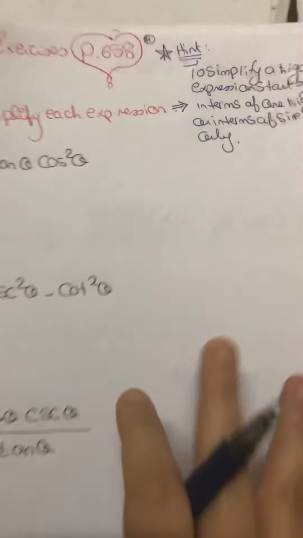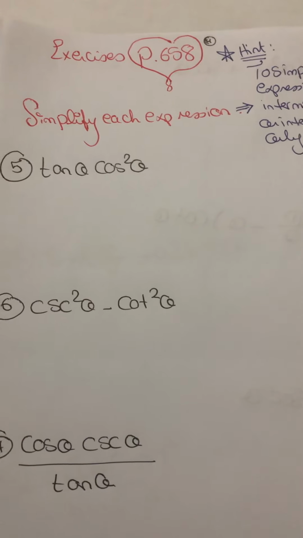So I have many methods or ways I will apply as much as we can from the algebra book and from the pre-calculus book, as I told you, to try to get how to simplify before I move to the next lesson. Okay, from your book, page 658. The first question said simplify tan theta cosine squared theta.